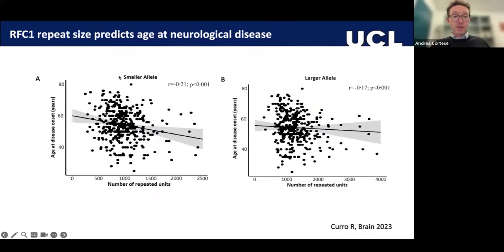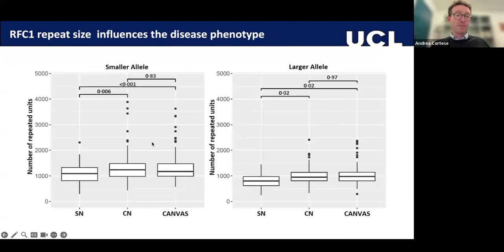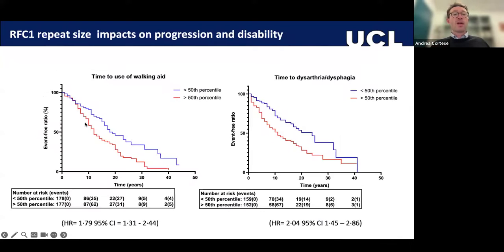Not only the age of onset is impacted by the repeat size, but also the phenotype. We saw the patients with isolated sensory neuropathy had smaller repeat expansions, and also the time to the use of a walking aid, or developing dysarthria, speech difficulties, and swallowing difficulties, was anticipated in patients with larger repeats.